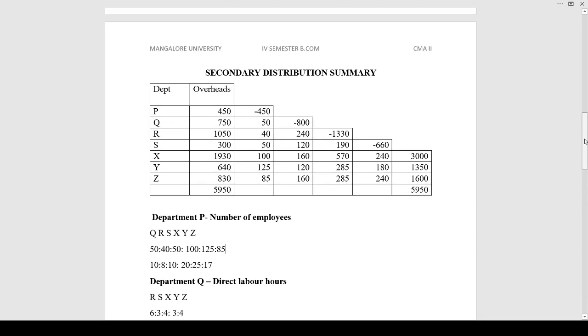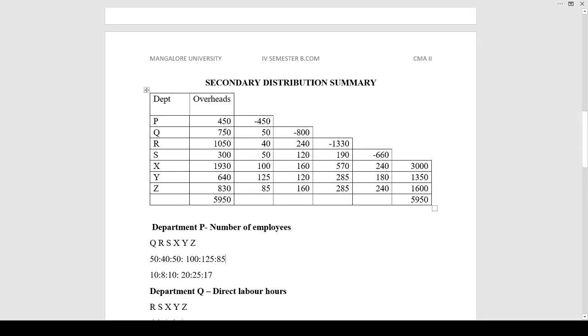Now the department Q factory overheads are 750. Now it is 800 rupees because we have 50 rupees of the P department. 750 plus 50, so 800. So the next column minus 800. 800 rupees has to be distributed to the other departments R, S, X, Y, and Z.